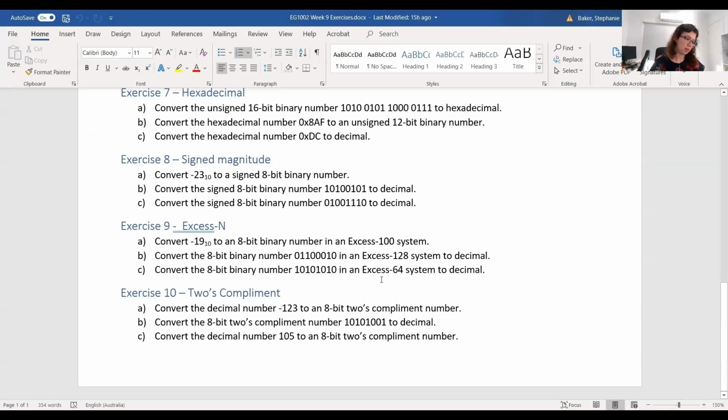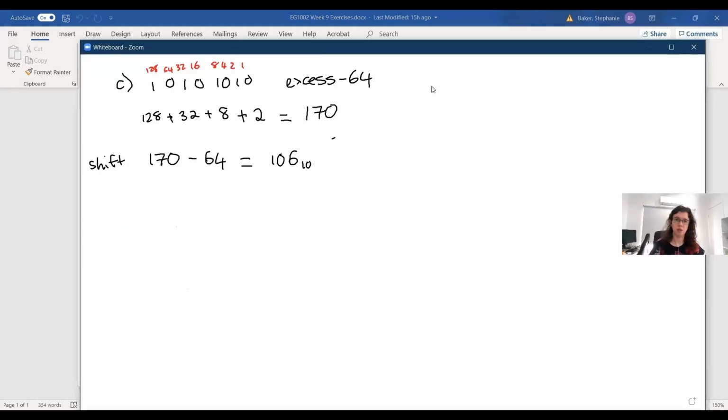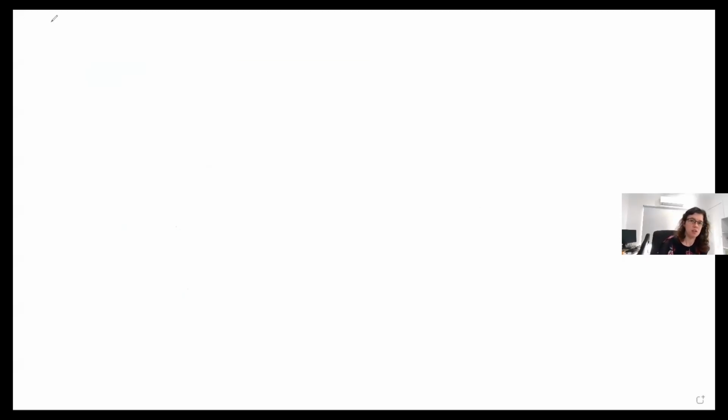2's complement is how most machines understand numbers now. It's a really handy system and it's not as limited mathematically. So we're going to have a look at how to convert numbers to 2's complement and vice versa. There's a bit of a routine to this, so let's have a look at the steps involved. Let's bring up a whiteboard and clear all of those drawings. So the first question is to convert -123 with a base of 10, so a decimal number, to 2's complement.